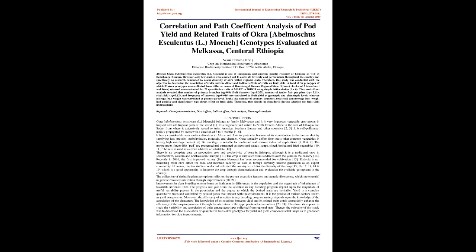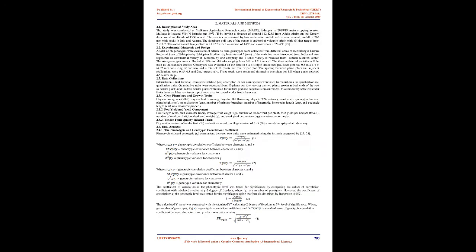The crop has been cultivated from landraces over the years in the country. Recently, in 2016, the first improved variety, Bamia Humera, was recommended for cultivation. Ethiopia is not benefiting from okra either for food and nutrition security or for foreign currency income generation as an export commodity. However, the few studies conducted indicated the country is rich in diversity of the crop, which is a good opportunity to improve the crop through characterization and evaluation of the available germplasm in the country.